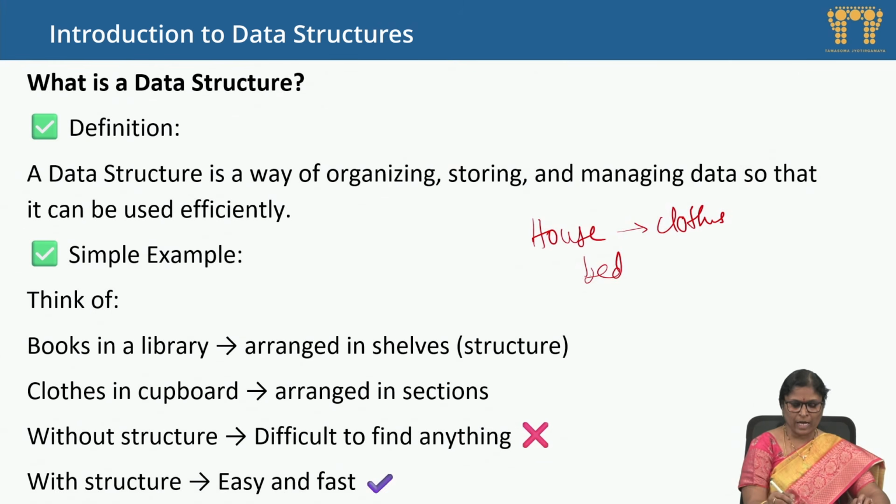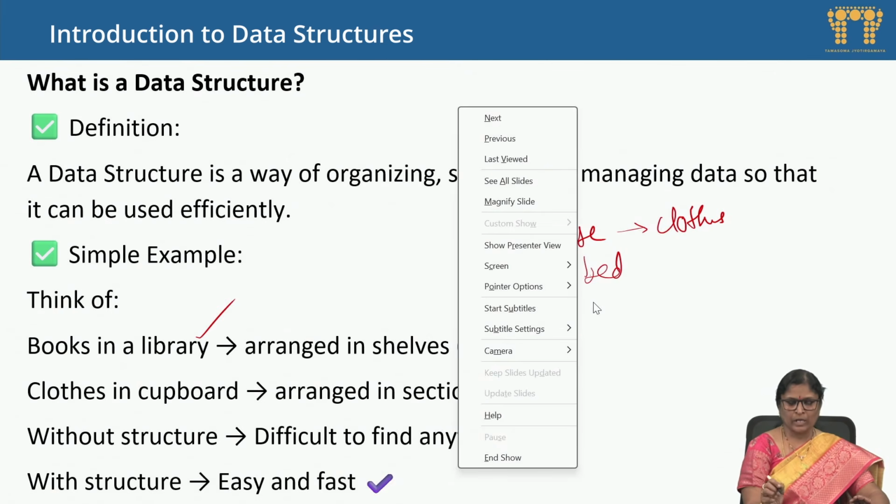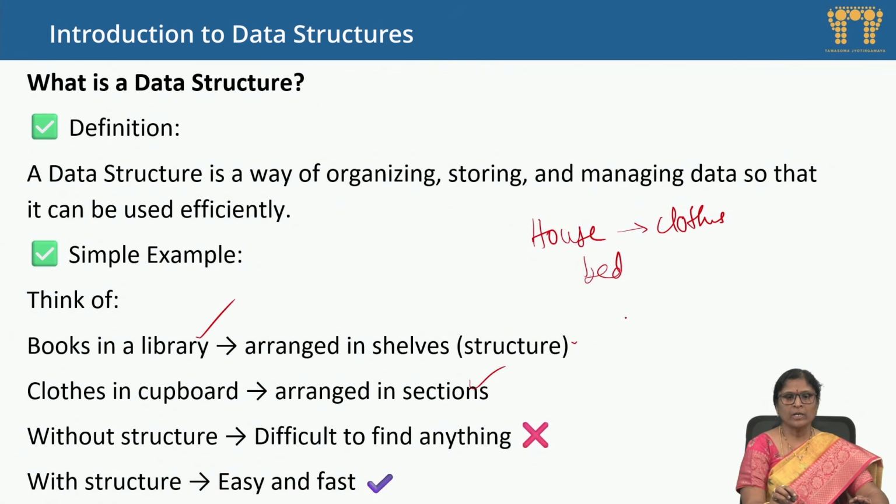Another example is a library. Suppose the books in the library are lying on a table without being stored on a shelf. Whenever you visit a library in an engineering college or any other college, we see that the books are arranged on shelves, discipline wise, department wise, branch wise and also course wise.